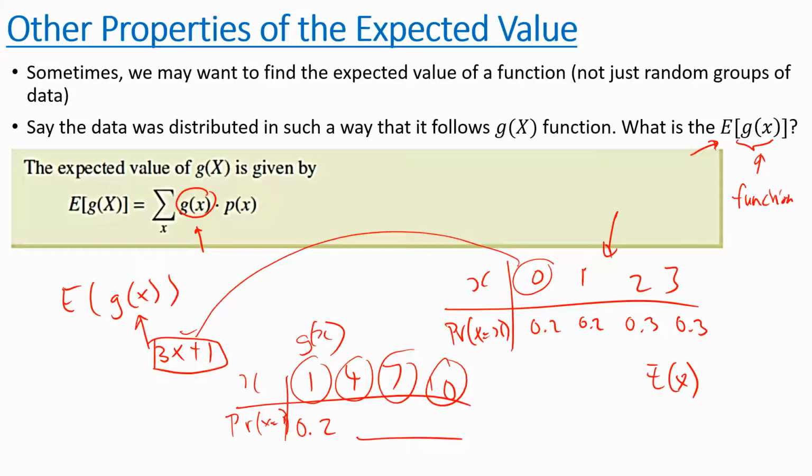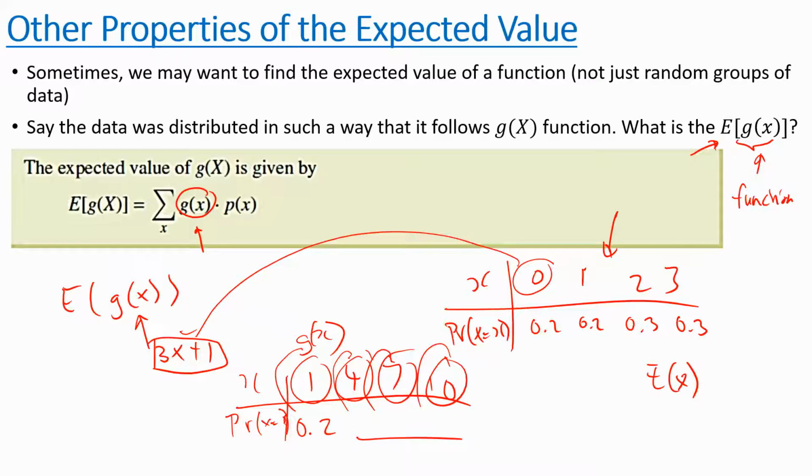So if I asked you to find the average or the expected value of this, you still do the same. You'd take g of x times 0.2 plus g of x times 0.2 plus g of x times 0.3 plus 10 times g of x times whatever, and you add the probabilities together, and that gives you your average. Okay, so that's a theory.